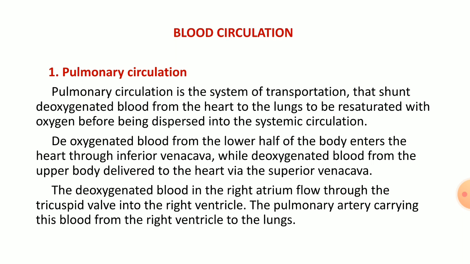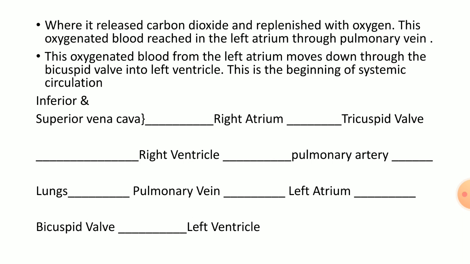The pulmonary artery carries this blood from the right ventricle to the lungs, where it releases the carbon dioxide and is replenished with oxygen. This oxygenated blood reaches the left atrium through the pulmonary vein. Here the pulmonary vein carries oxygenated or pure blood, but in the body other veins carry impure blood.